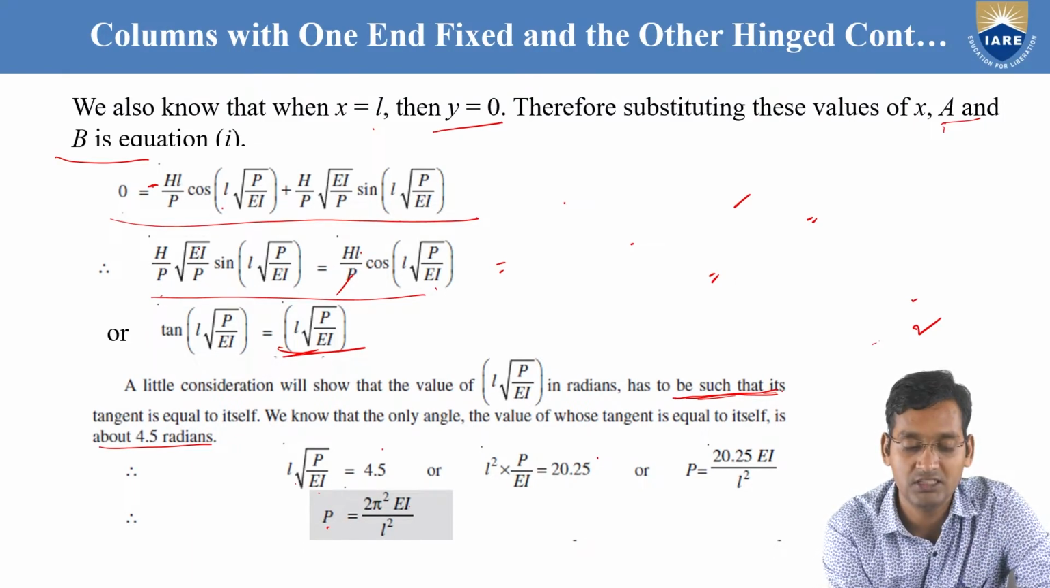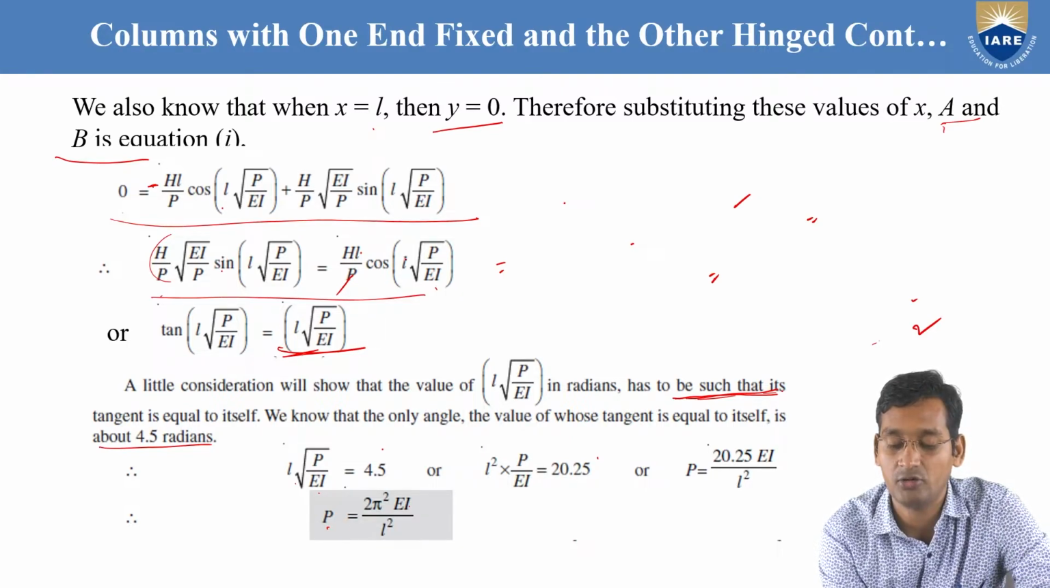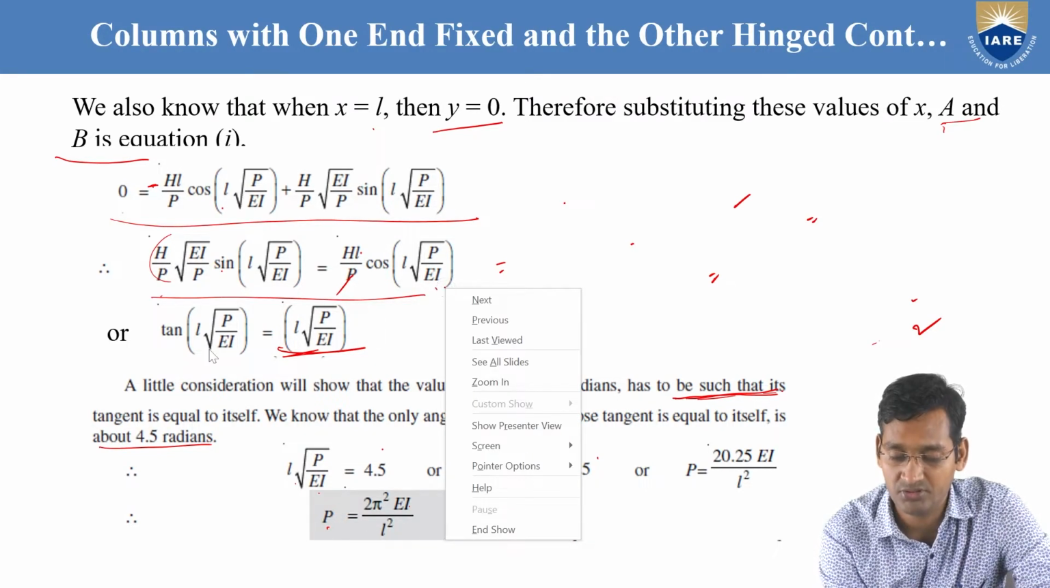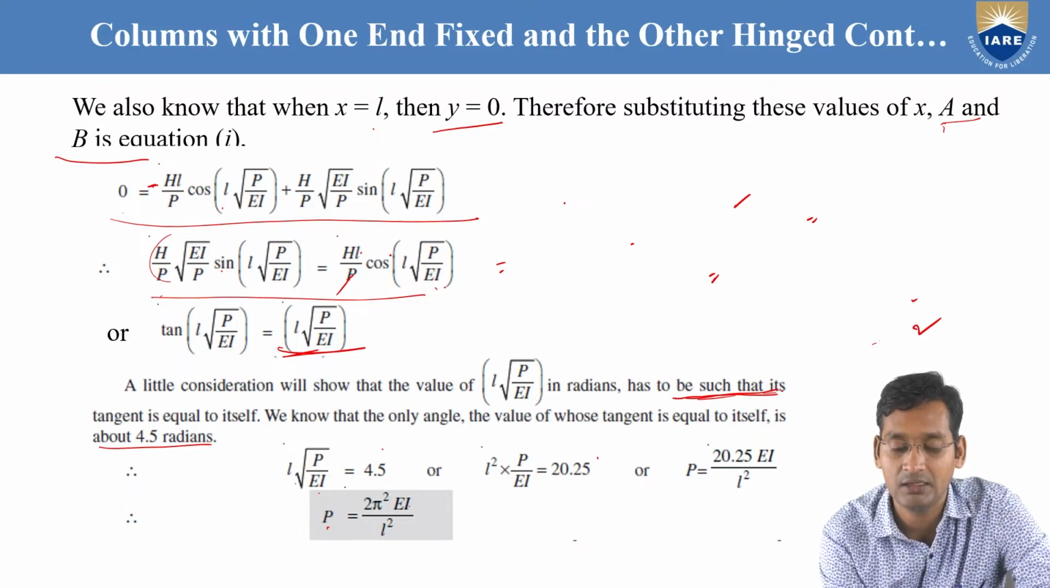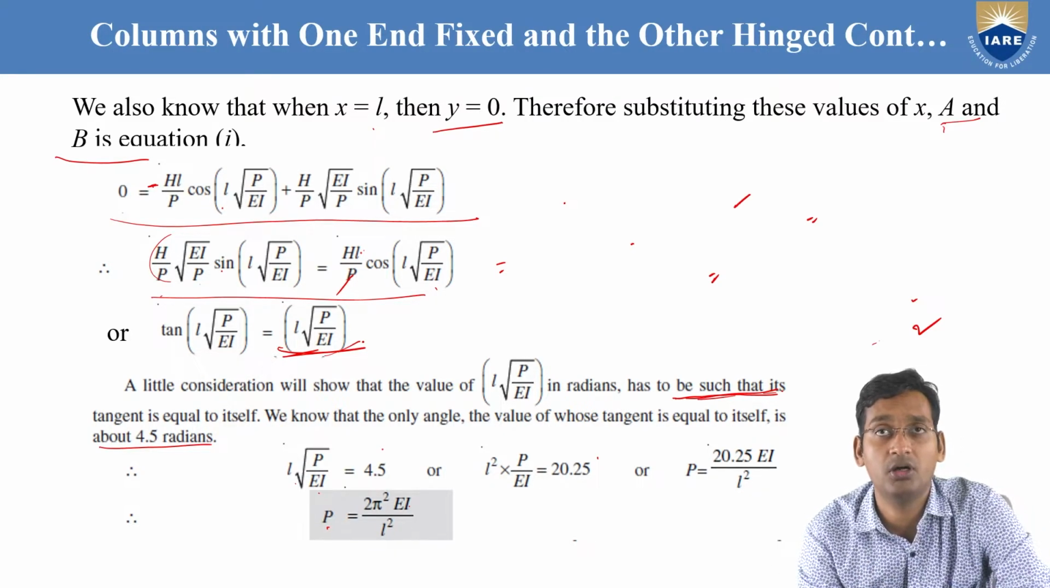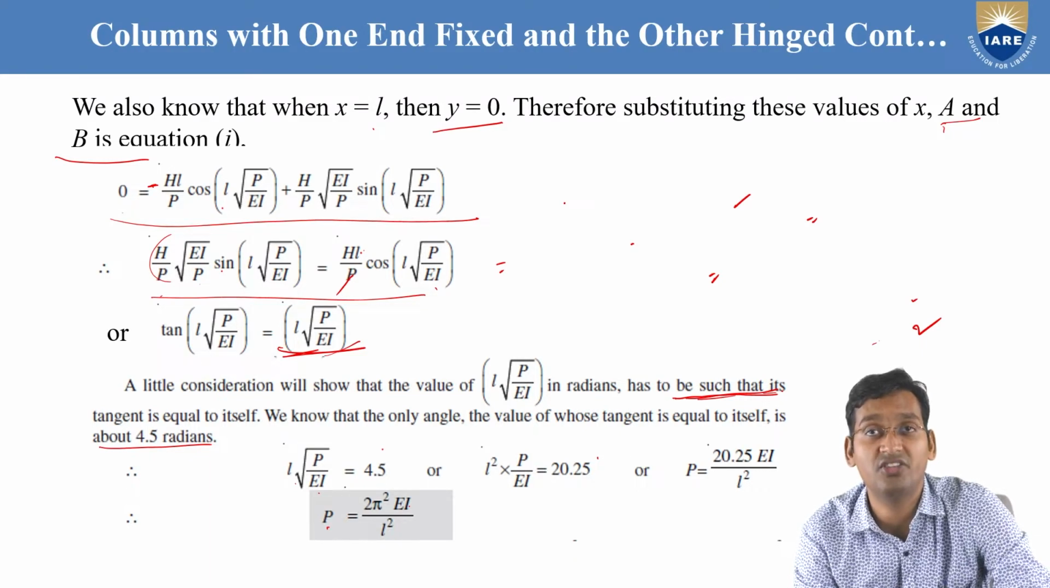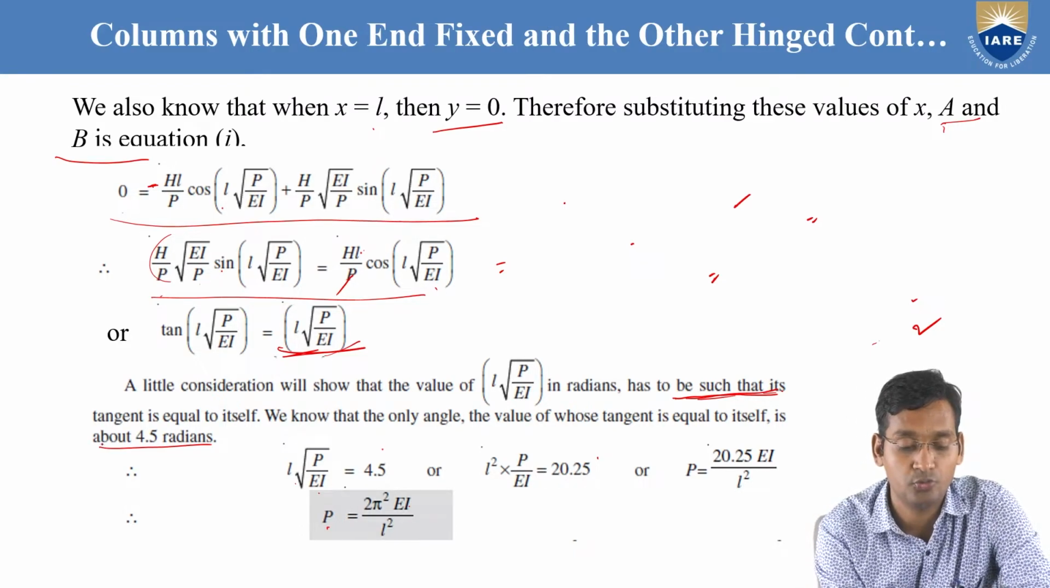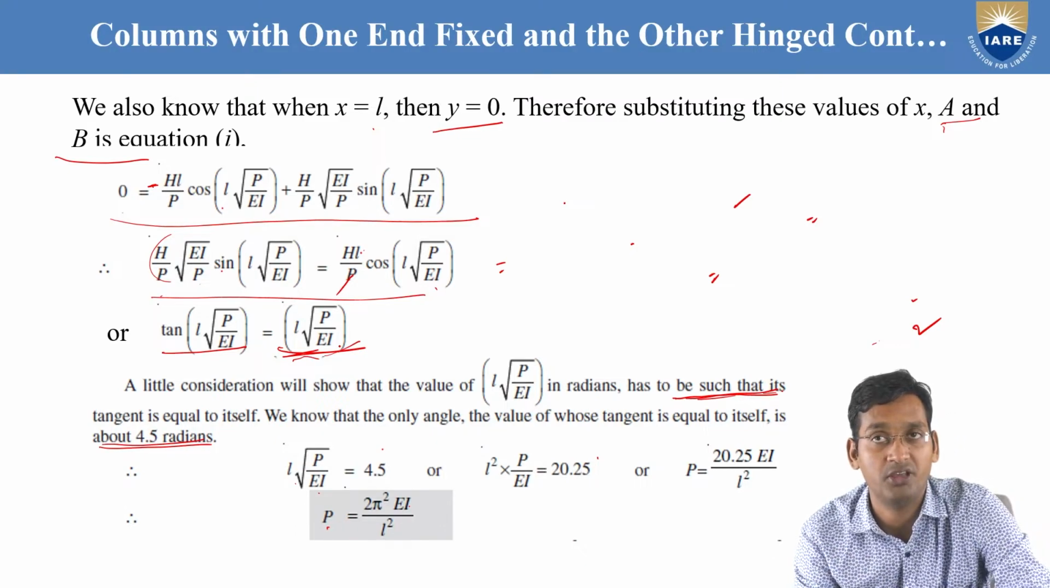Now take this constant term to this side and cos to this side, so sin L root P by EI divided by cos L root P by EI, that becomes tan L root P by EI, and here what is left? This H will get cancelled, P will get cancelled, so L by root EI by P, that gives L root P by EI. Okay, so now here only the things you have to remember: for becoming tangent to itself, that value of tan will be 4.5 radian, right? So this 4.5 radian you have to use. So 4.5 for this one is equals to L root P by EI.